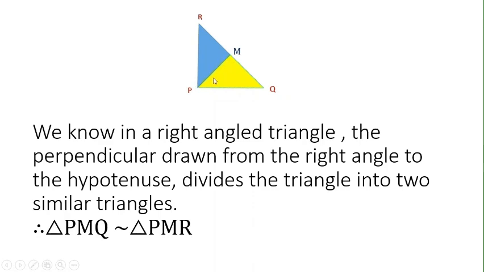So, here two triangles are formed after drawing that particular perpendicular. What are those two triangles? Triangle PMQ, and likewise triangle PMR. As QR is the hypotenuse and PM is the perpendicular drawn, we can say that triangle PMQ is similar to triangle PMR. So we have proved that triangle PMQ and triangle PMR are similar triangles, because PM is a perpendicular drawn onto the hypotenuse in a right angled triangle. So here we have proved that triangle PMQ is similar to triangle PMR.